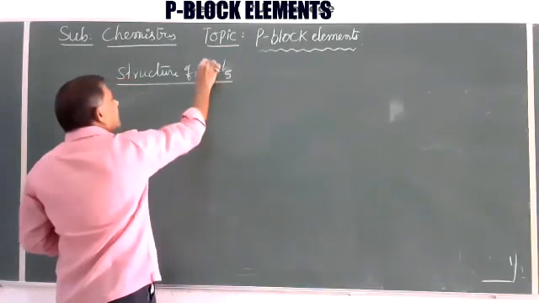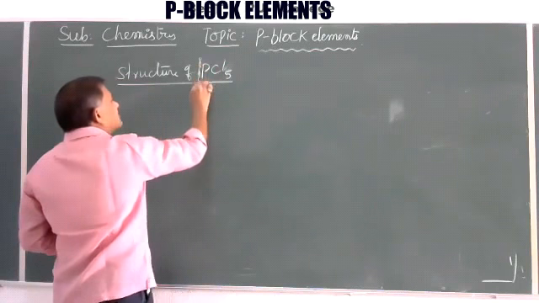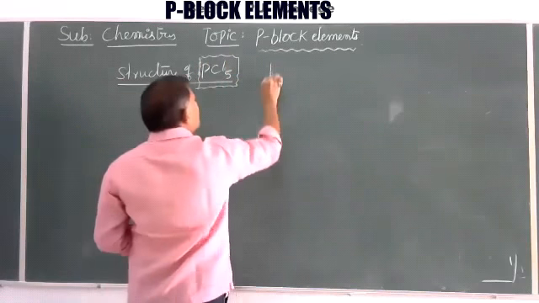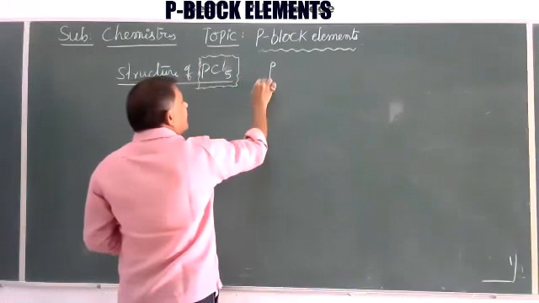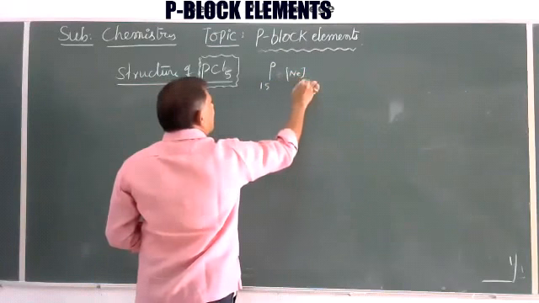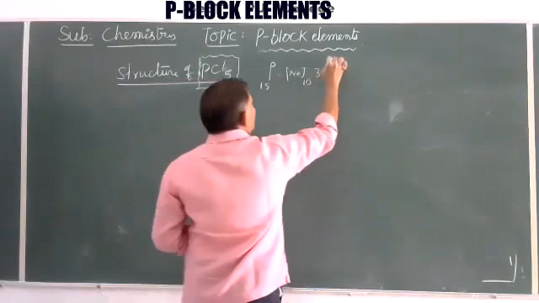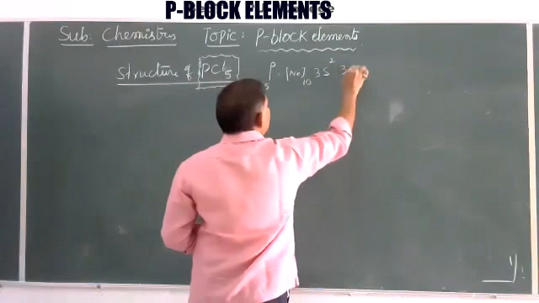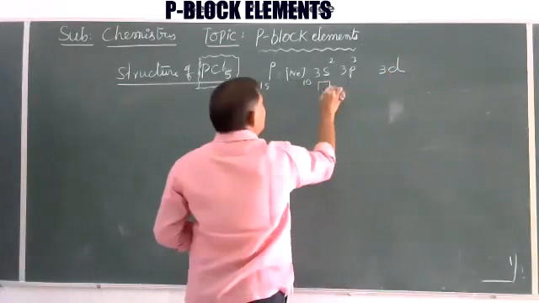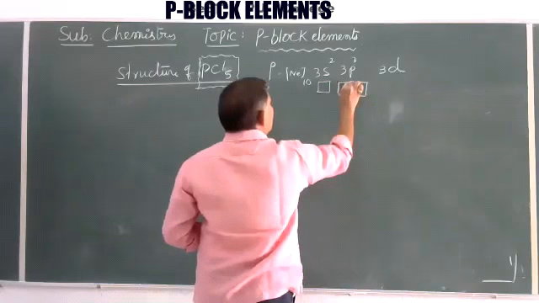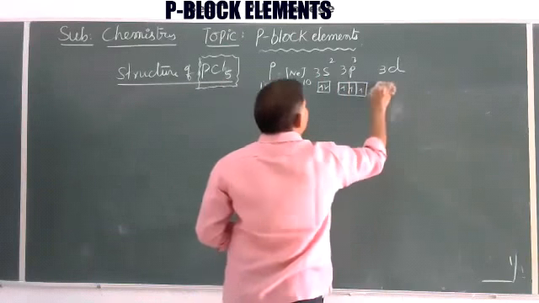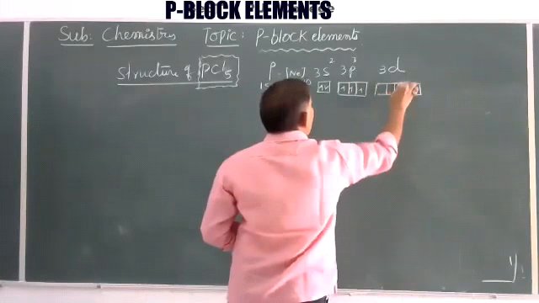Once we observe here in PCl5, the central element is phosphorus. In this phosphorus, the number of valence electrons is 5. Neon core, and here 3s2 and 3p3. 3d is available. This is the ground state electronic configuration. Here 2 electrons and here 3 electrons. The d orbital is vacant.